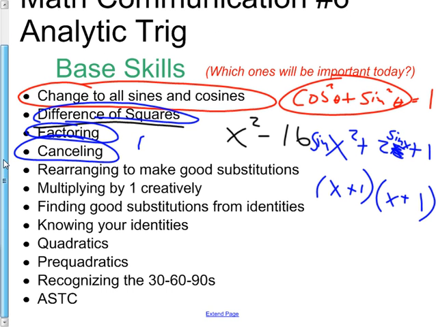Next thing, rearrange to make good substitutions. I would put that on your little list of ideas for when you're stuck on a hard problem. Rearrange. I'll give you an example.